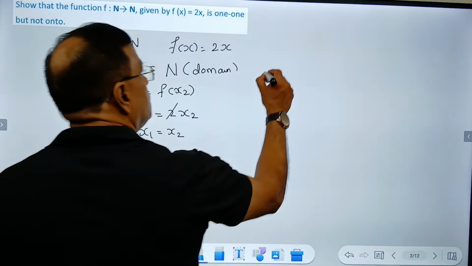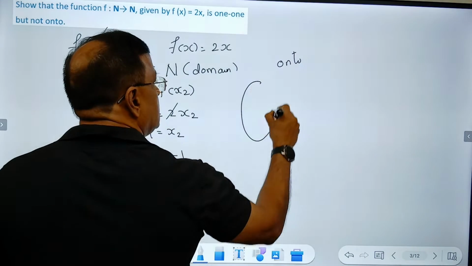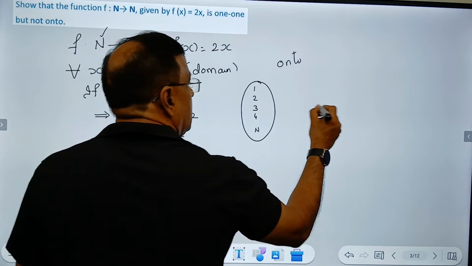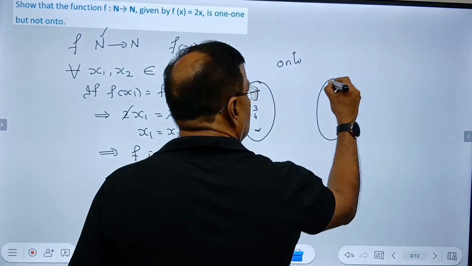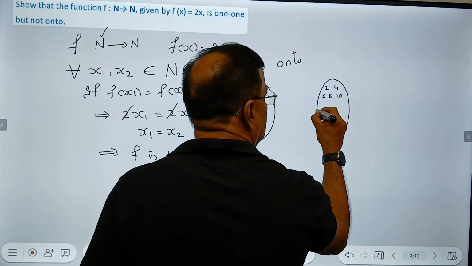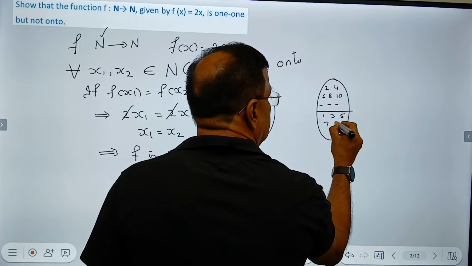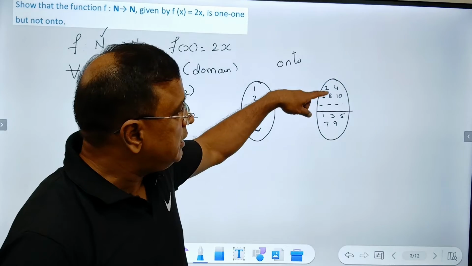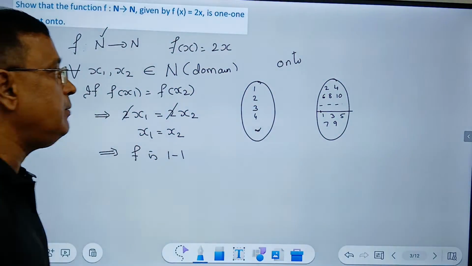Now for onto. The natural numbers are 1, 2, 3, 4 up to infinity. Here it will be 2, 4, 6, 8, 10, and so on, and 1, 3, 5, 7, 9, and so on. When I combine odd numbers and even numbers together, I get the natural numbers. Of course, 0 is not included.